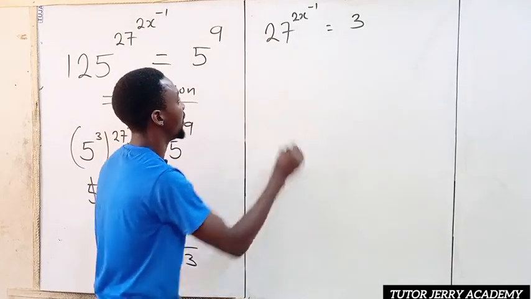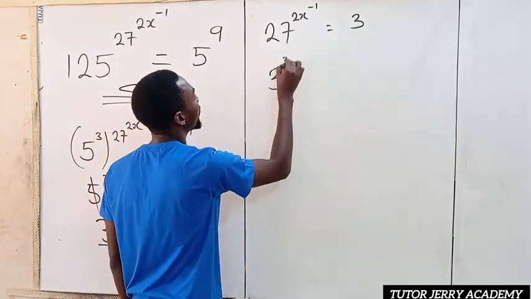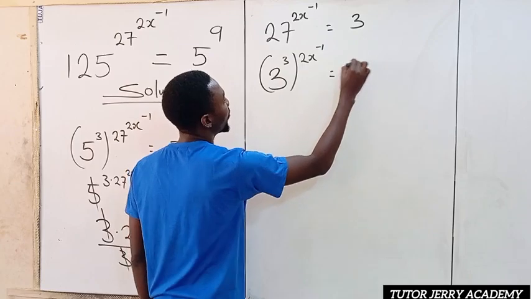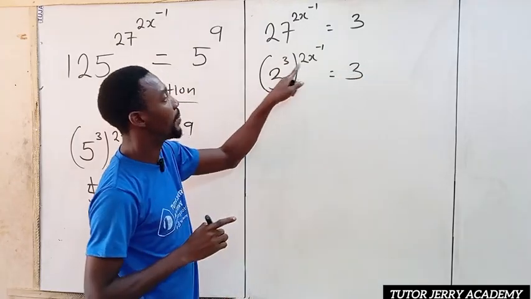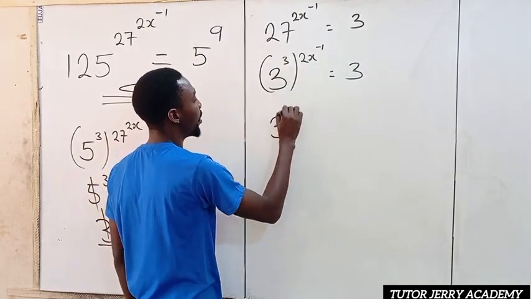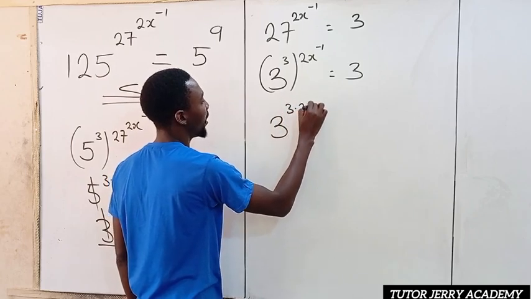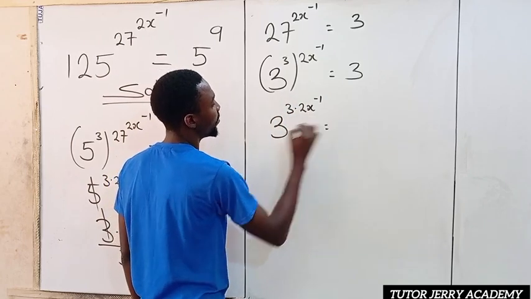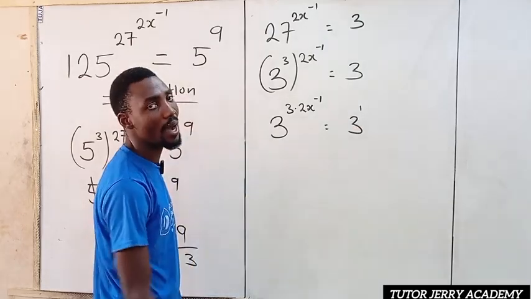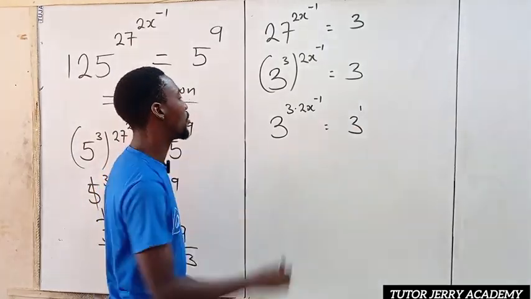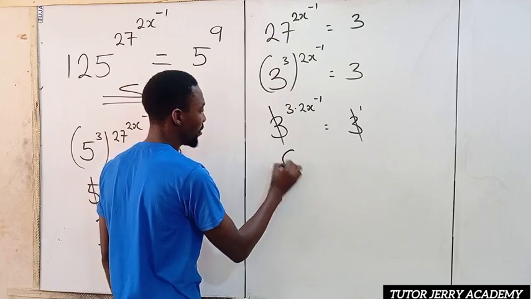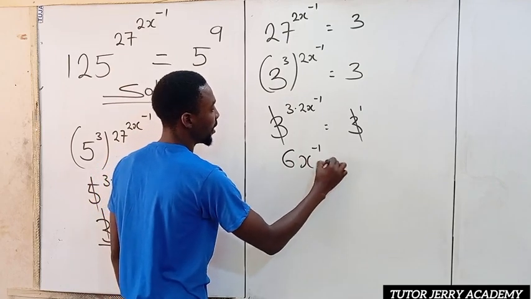Now again, we can write our 27 in the form of 3 to the power of 3. So we are going to have this to be 3 to the power of 3 into 2x to the power of negative 1 equals 3. Again, power will multiply power. So again, we are going to have 3 to the power of 3 multiplied by 2x, that is 3 multiplied by 2x to the power of negative 1, equals 3. And you agree with me that this 3 here is raised to the power of 1. So the same base will cancel out again. This will go with this. 3 multiplied by 2 is 6. So we are going to have 6x to the power of negative 1 equals 1.